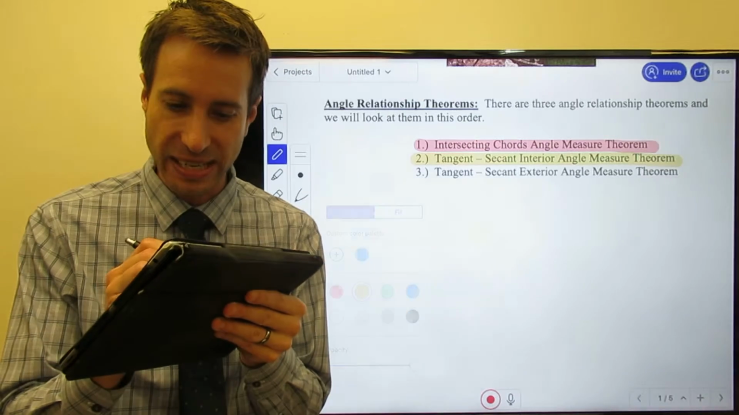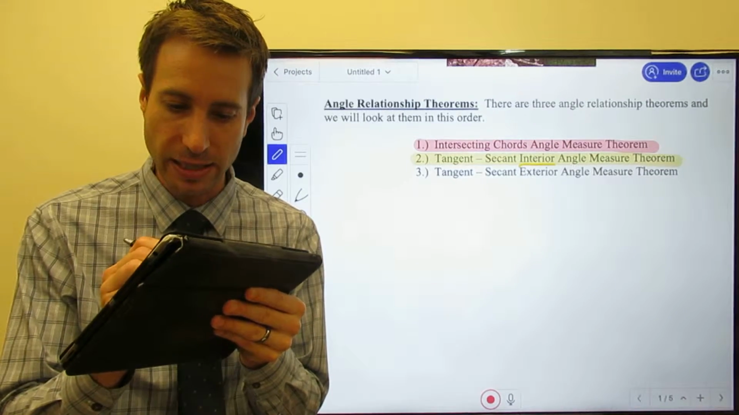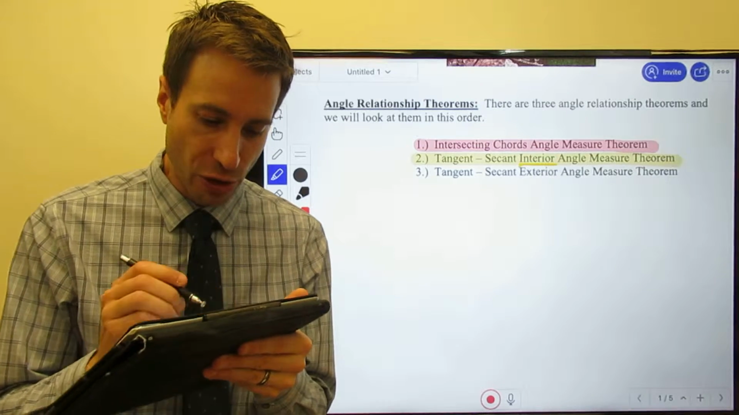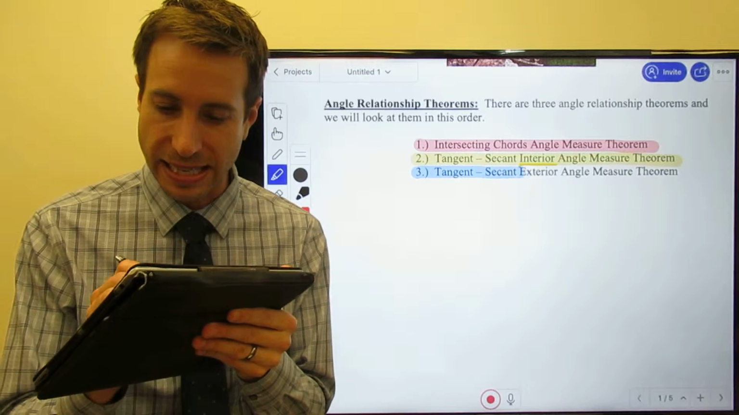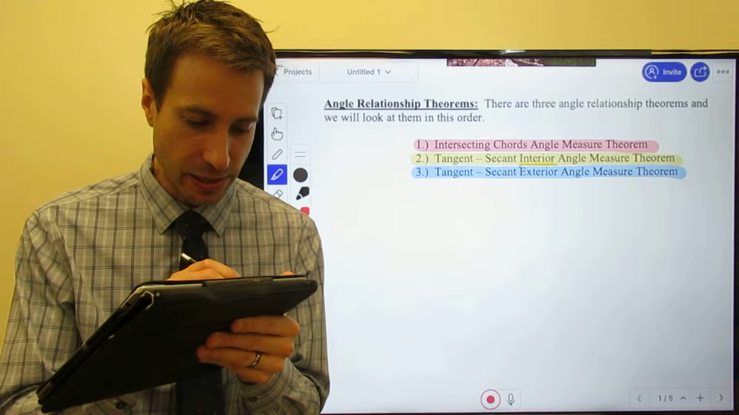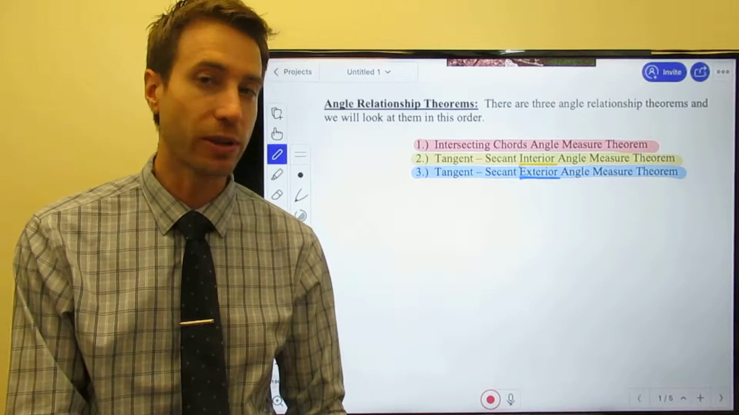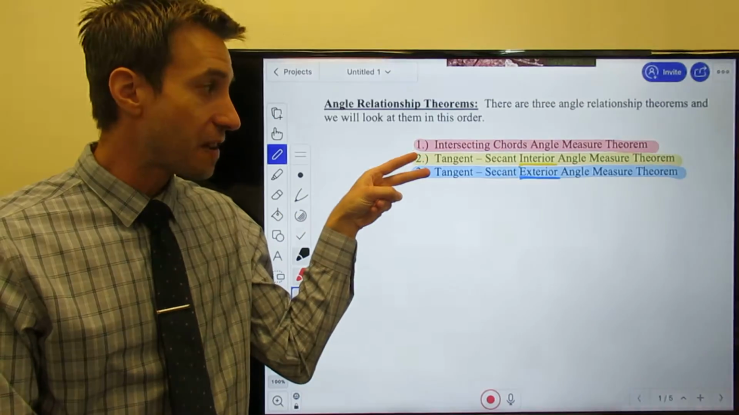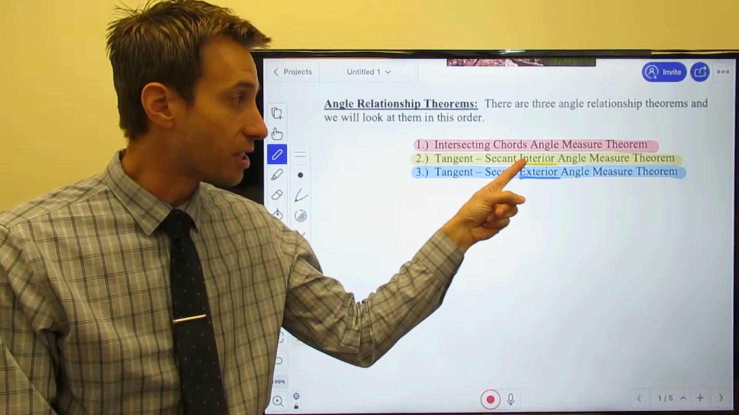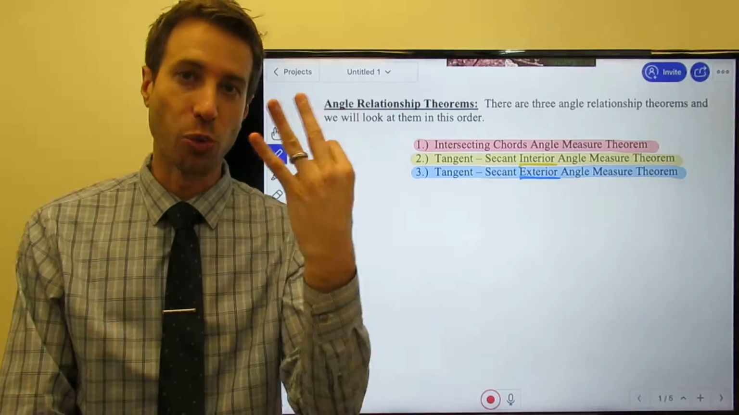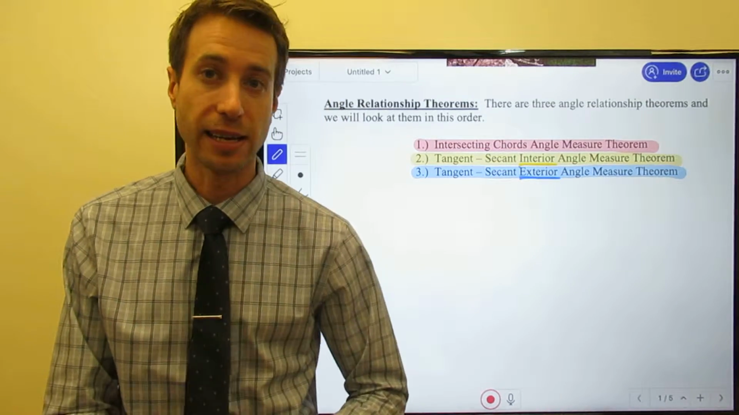The key word there is interior, because after we get done with that one, we'll look at the tangent secant, but then it's going to be the exterior. So you want to be real careful here. These two are very similar. One is for interior angle measures, the other is for exterior angle measures. We're going to look at those three theorems.